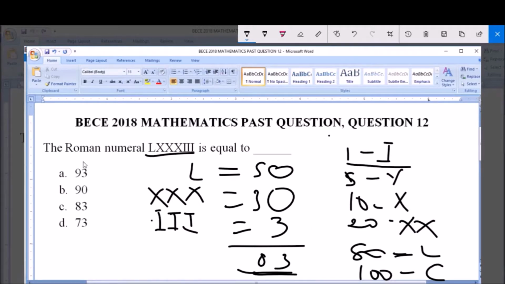Now when we look at the options, A says 93, which is wrong, B says 90, which is wrong, and C says 83. 83 is the correct answer because it corresponds to our answer here, and D says 73, which is wrong. So the correct answer to this question is C, 83.